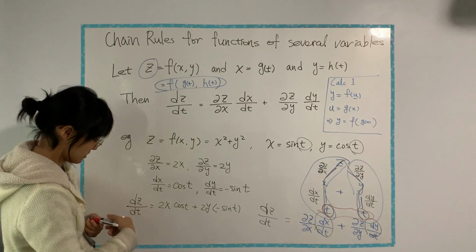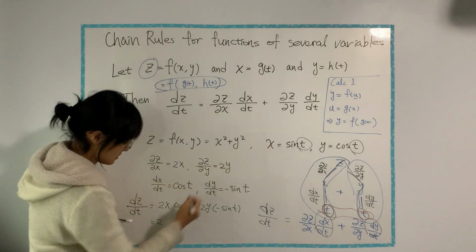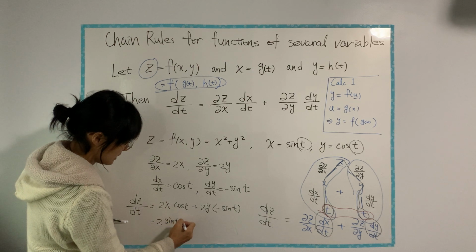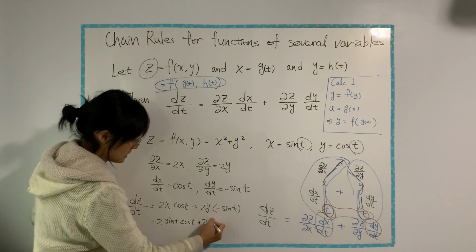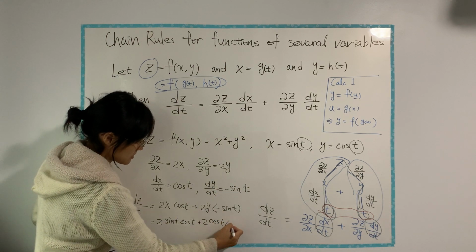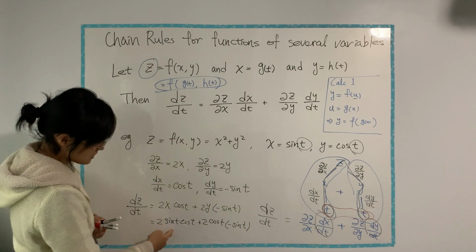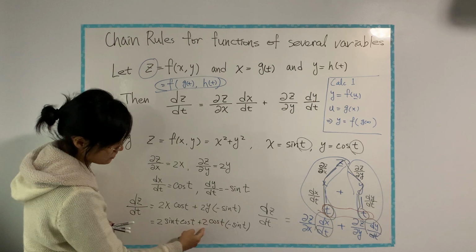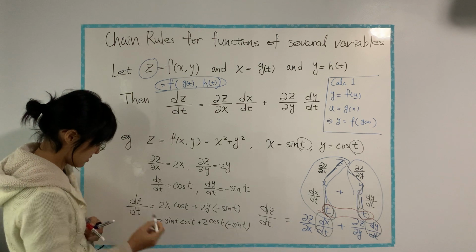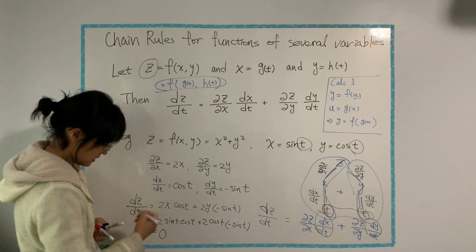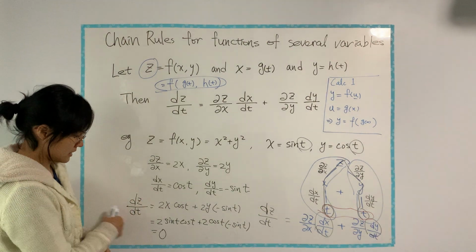Okay, so now this is equal to 2, what is x? x is the sine function, so 2 sine t times cosine t plus 2, what is y? y is cosine t, so 2 cosine t times minus sine t. And you see that this is 2 sine t cosine t. This is negative 2 sine t cosine t, so they cancel each other. That tells you dz/dt is equal to 0. Okay, so this is a special case. The derivative is equal to 0.